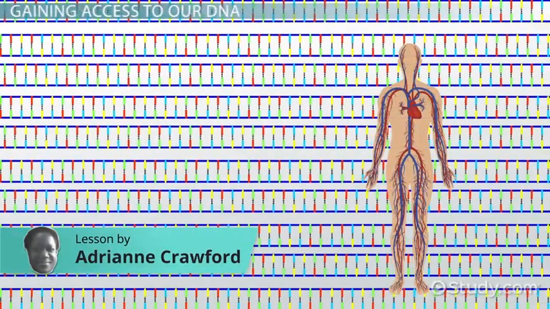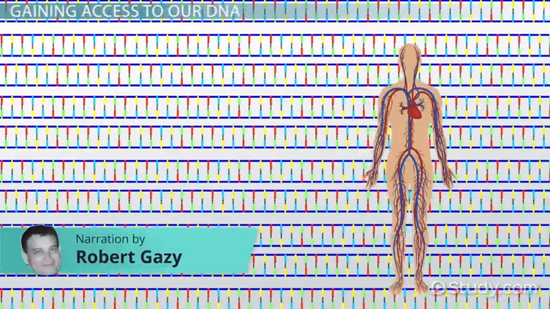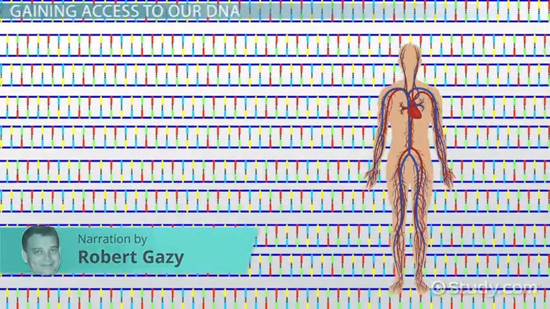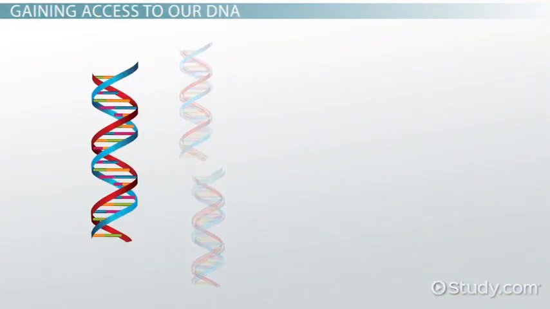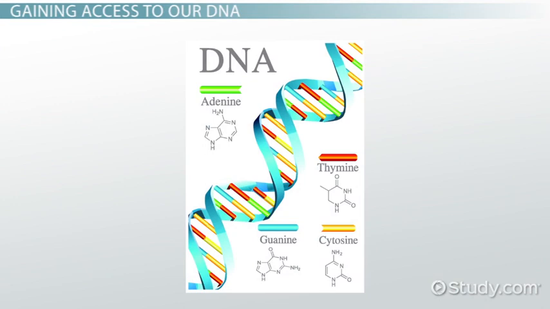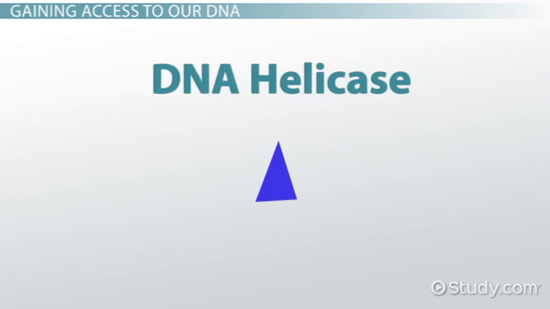Ever wonder how a copy of our DNA ended up in every cell in our bodies? Well, this process starts with a process known as DNA replication. In order for replication to begin, the replication machinery must have access to the nucleotides that are encoded in the DNA strands. This access is granted through the enzyme known as DNA helicase.